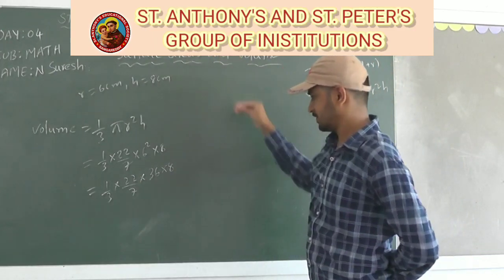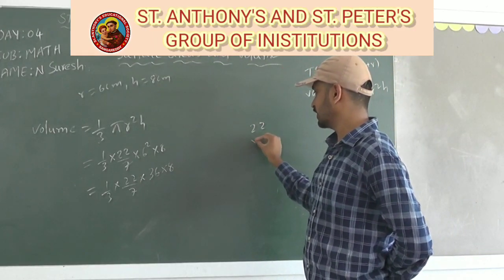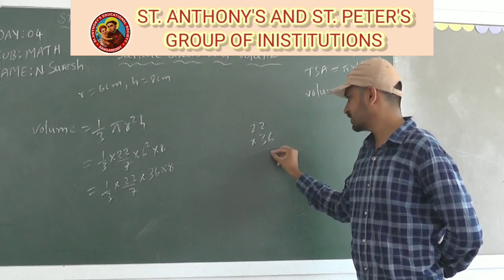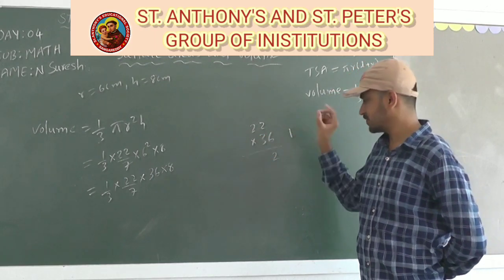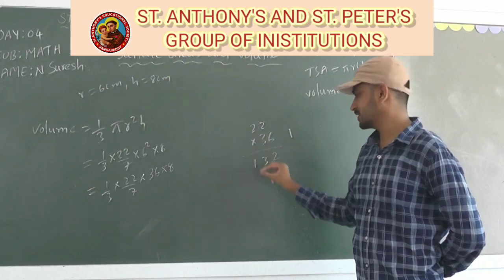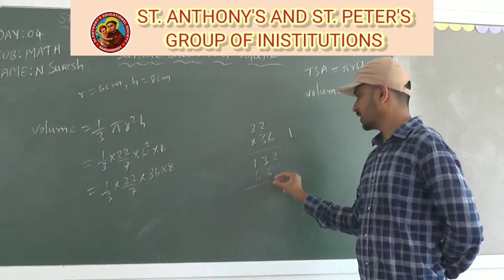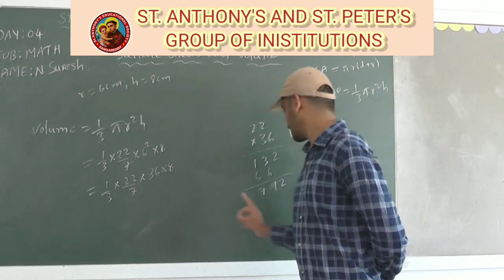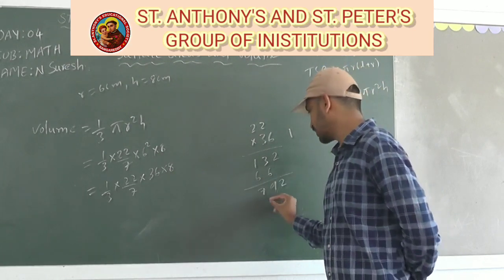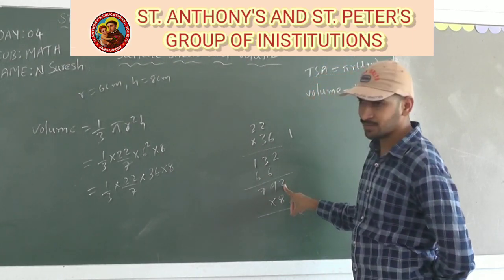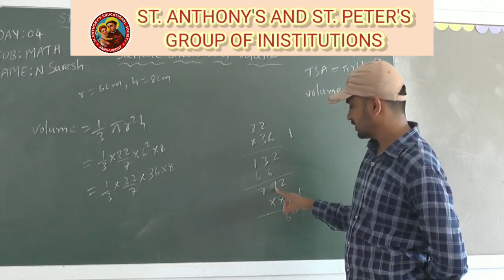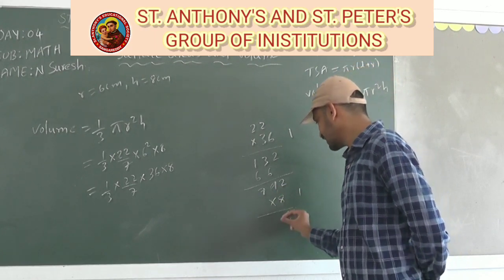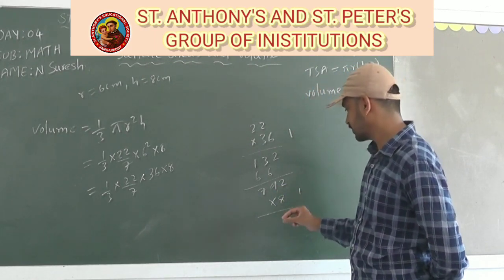So first, 22 into 36. 22 into 36. 6 2s are 12. 1 12 plus 1 is 13. 6 and 6. 2 9s are 18, 7 is 792. Again 22 into 36 is 792. Again we have one more 8. You have to multiply with 8. 8 2s are 16. Next, one more 8 9s are 72 plus 1.